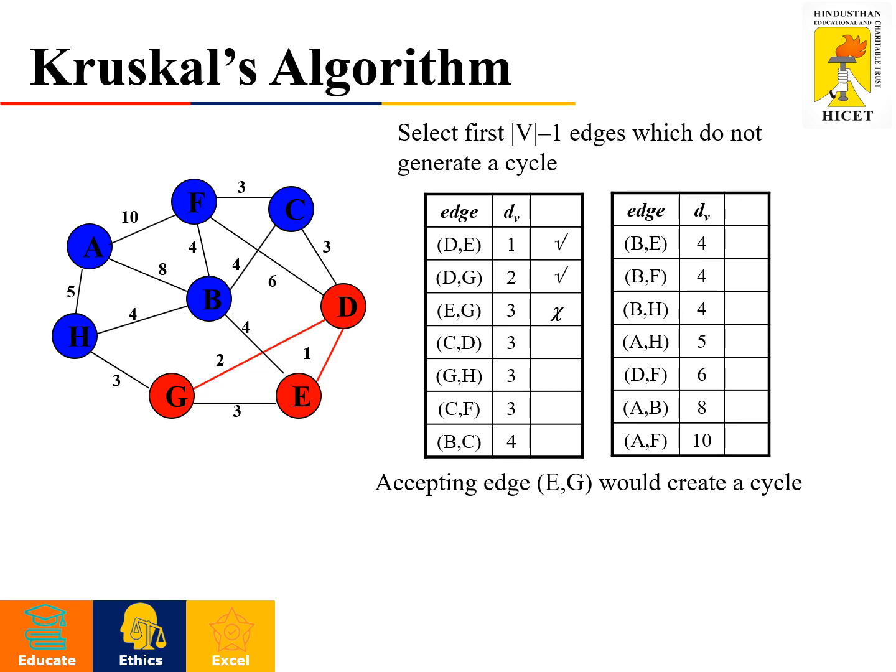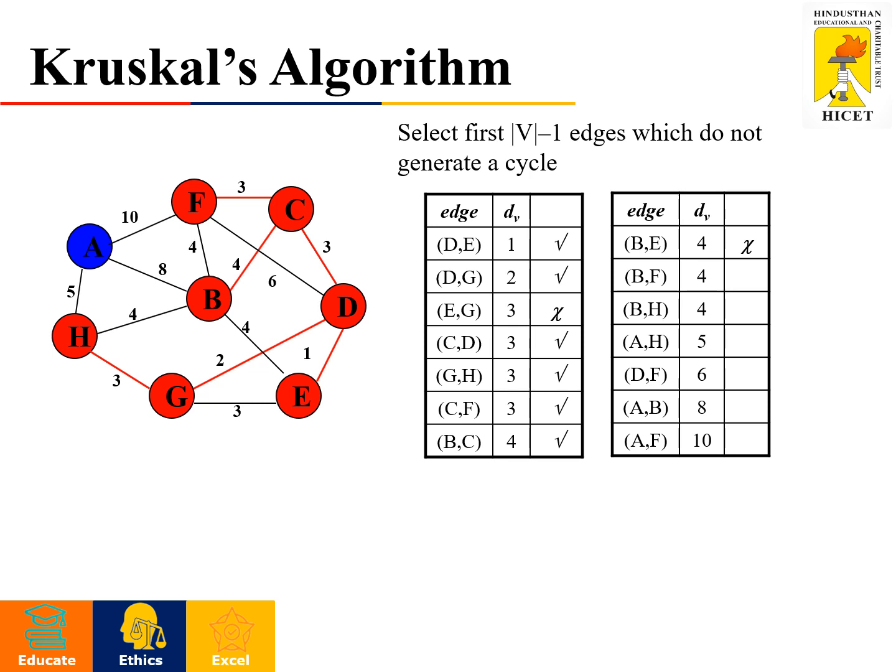Suppose we are going to connect or choose this edge, then there is a cyclic. It forms a cyclic, that is D, E, G, again D. That's why we don't select this edge. Next one is we have to choose D to C. Next one is we are going to choose G to H. Next we are going to choose C to F. Next we are going to choose the edge B to C.